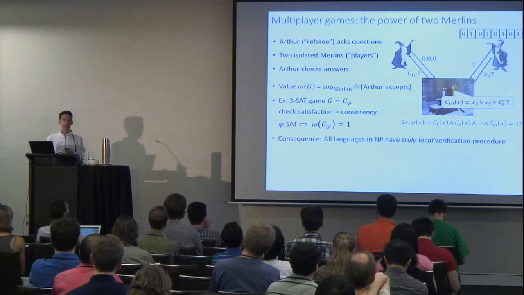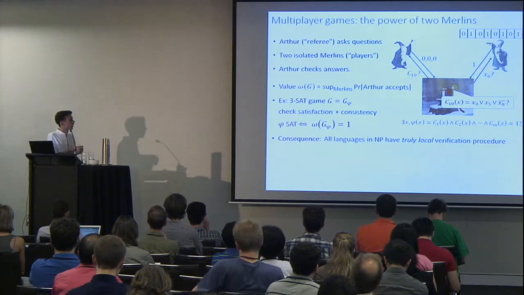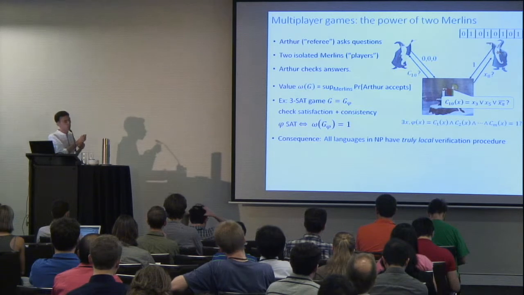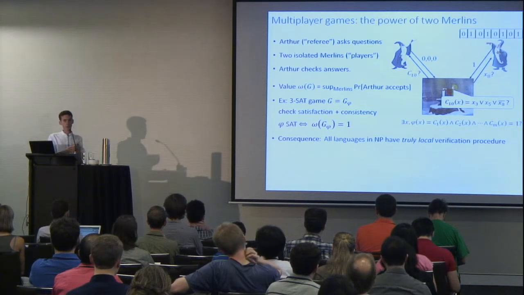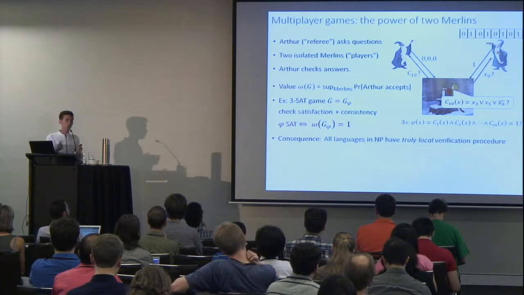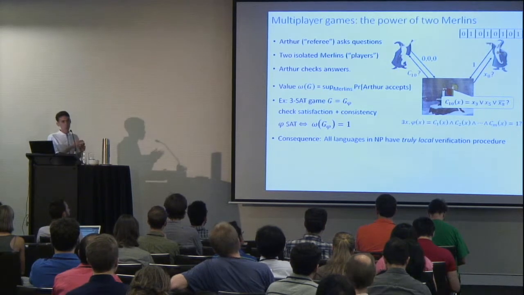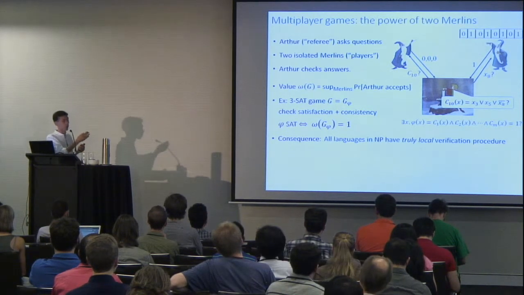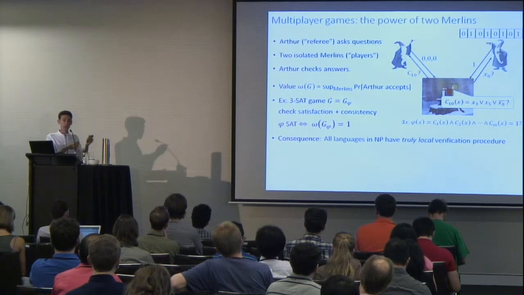Now, you might complain a little bit about this result because there's one problem to it, which is that if only one of the clauses is violated, if there's an assignment that satisfies everyone but one of the clauses, then there's a very small chance that Arthur picks that clause, or at least he's going to have to go over all the clauses in sequence. It's going to take him a lot of time. There's still going to be a lot of communication involved.